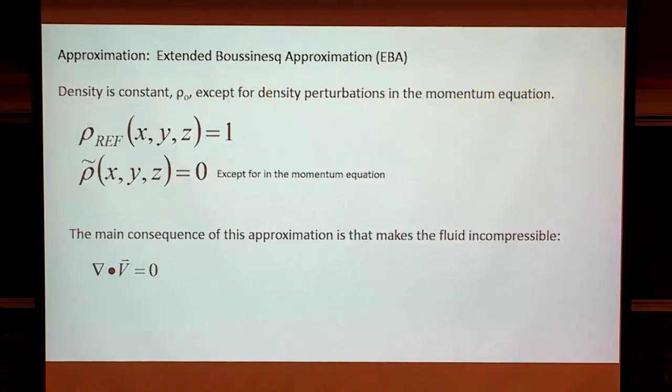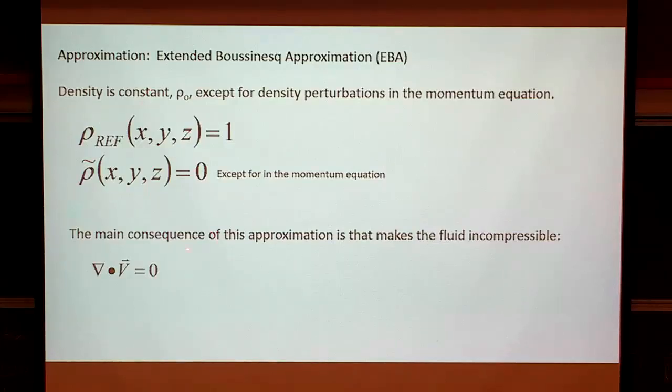Now in geodynamics, we typically go a little bit further than that. The next level of approximation is called the extended Boussinesq approximation. In this approximation, we say density everywhere is constant, except for density perturbations in the momentum equation. We can't have density constant everywhere, else we would never get any convection. Convection relies upon density differences. So we need to allow density perturbations somewhere, and that goes into the momentum equation. But everywhere else, let's just call the density equal to 1. Remember, these are non-dimensional things, so let's just call it 1 everywhere.